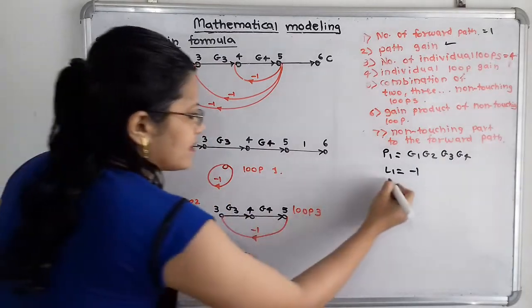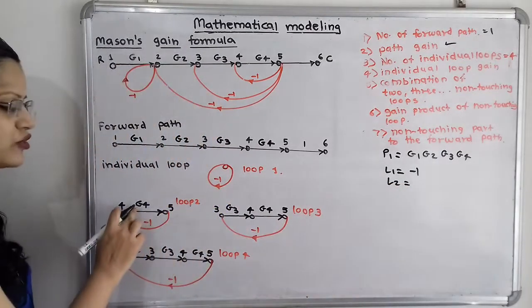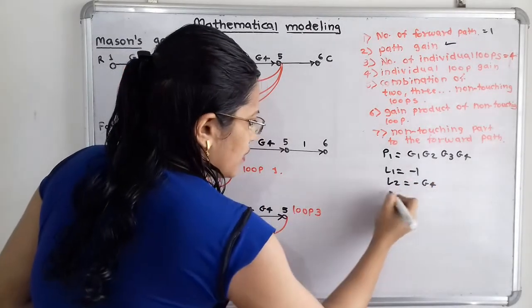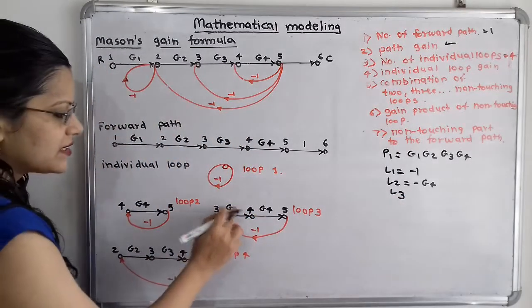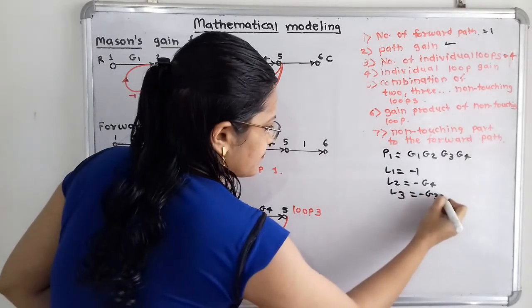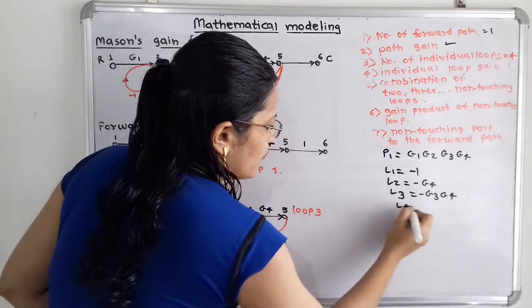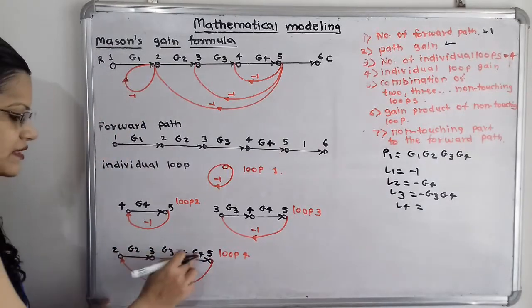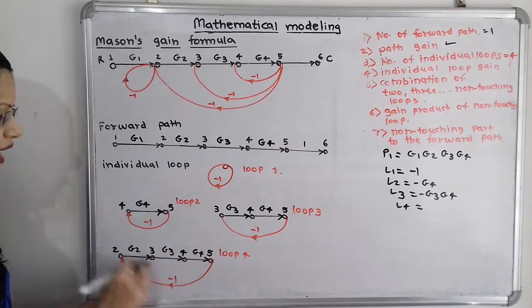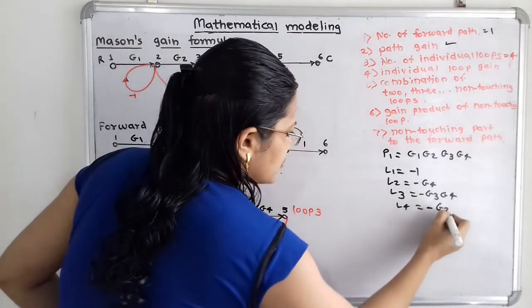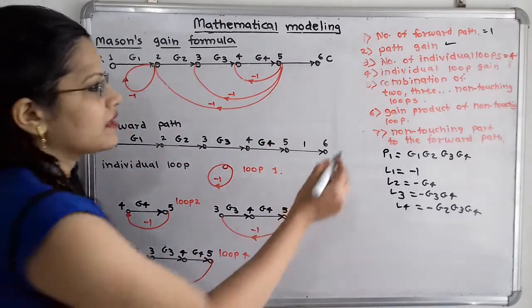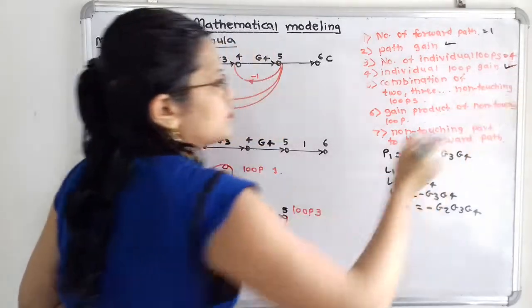Now for loop 2 I will say L2. Now what is the multiplication of gain? G4 into -1, that is -G4. Now for L3, G3, G4 into -1, that is -G3, G4. And for loop 4 I will say G2, G3, G4 into -1. So here G2 into G3 into G4, and we have to take -1, that is -G2, G3, G4. So these are the loop gains. So here individual loop gain, so this step is also getting completed.